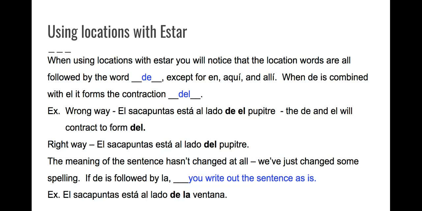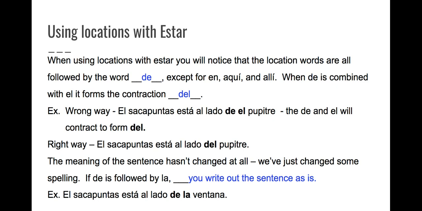When de is combined with el, it forms the contraction del. So here's the wrong way and the right way. If we were saying the pencil sharpener is next to the student desk, notice how it has de el. Okay, you can't say it like that. We have a double vowel and it doesn't make sense. So we will combine it. So look at the right way. This sentence is going to be el sacapuntas, which is the pencil sharpener, está, which is the word for is, al lado, next to, and then del pupitre.